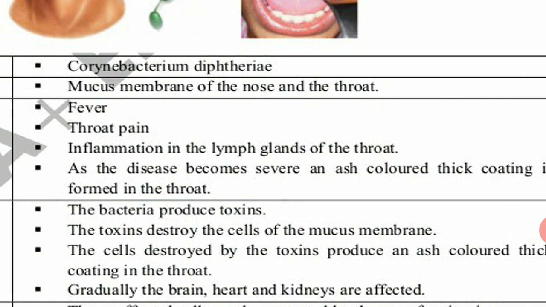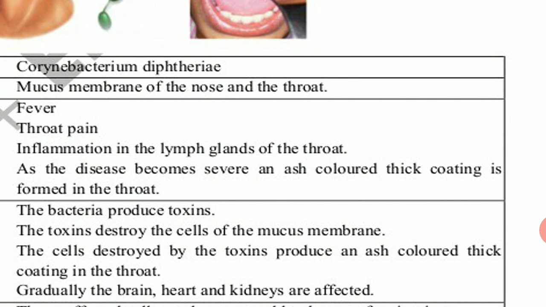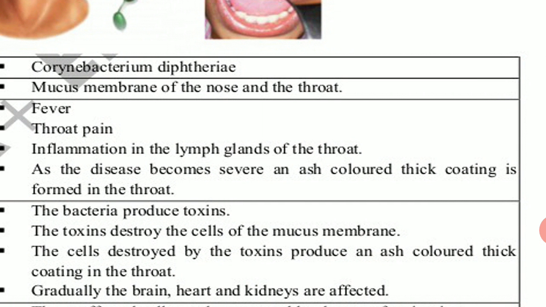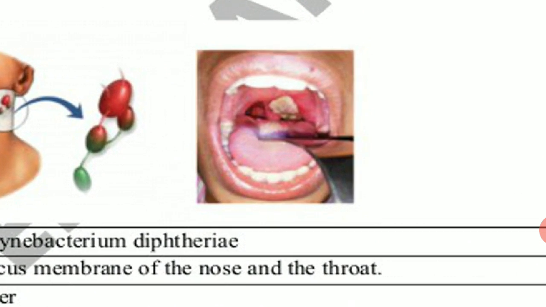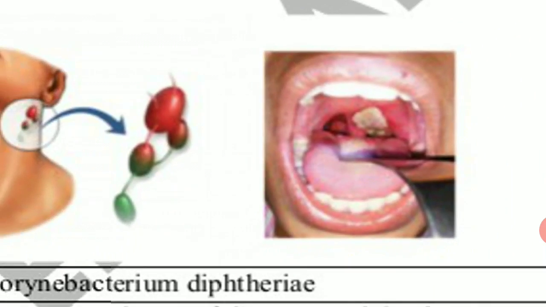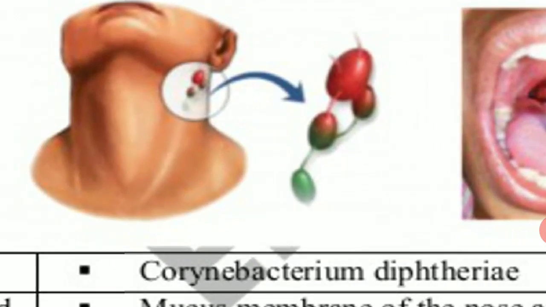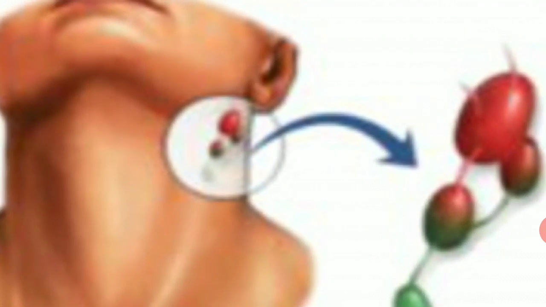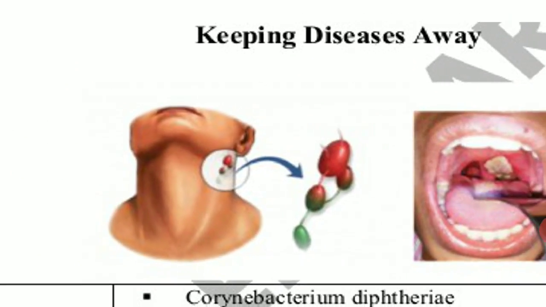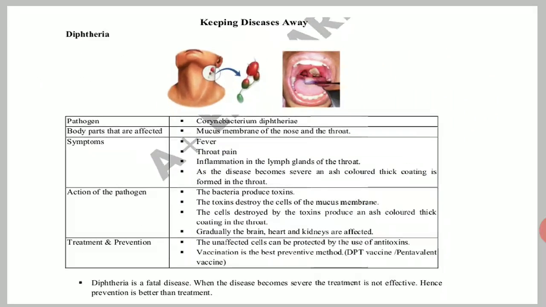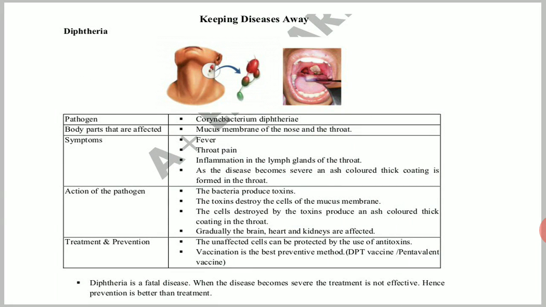Then when it becomes severe, ash colored thick coating is formed in the throat. You can see that in the figure. And the swelling of the lymph gland is shown here. Inflammation in the lymph gland. These are the major symptoms.